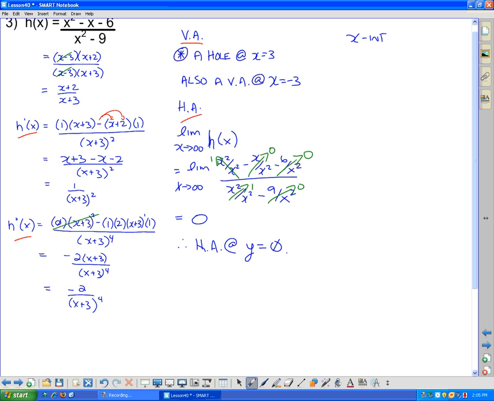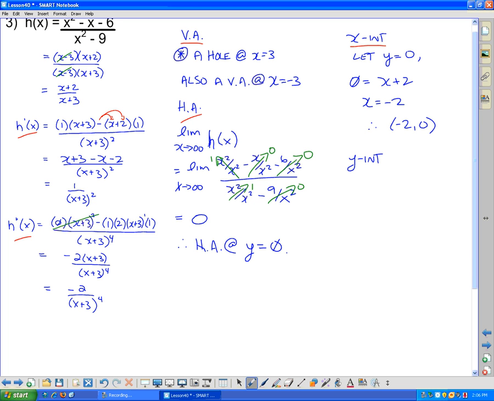So again, the x-intercept, you let y equals 0. And now we're just analyzing the top or the numerator. So 0 equals x plus 2. I'm going to use the factored form. All right, solving for that, x equals -2. So therefore, at (-2, 0), we have an x-intercept.